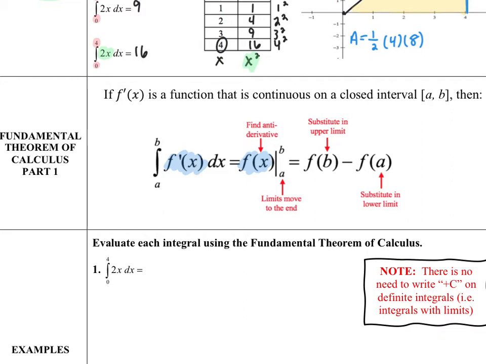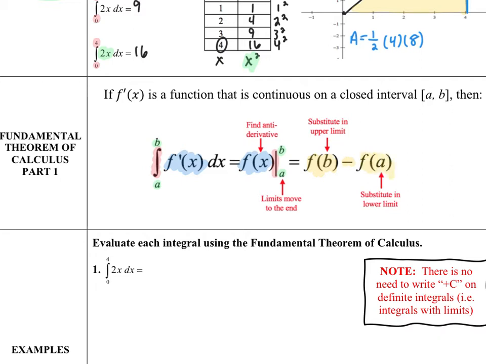Just notation-wise, what happens is our integral symbol goes away. Notice it is not appearing in this step right here. It's replaced by a vertical line at the end, and whatever your limits were, in this case a to b, they just go at either end. This is actually the way you say we're going to evaluate f of x along the interval from a to b, and then we sub in the upper limit. So you take your b and you plug it into your antiderivative, and then you subtract, and then you find f of a, so you substitute in your lower limit.